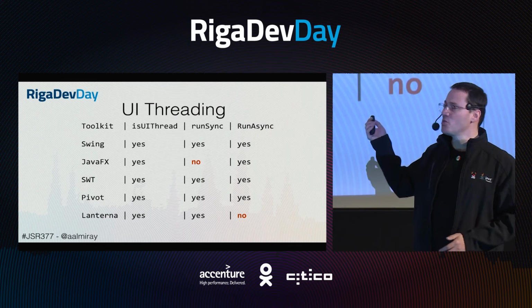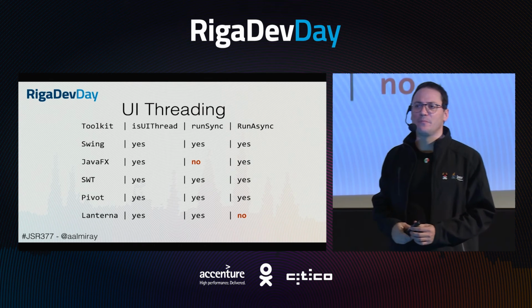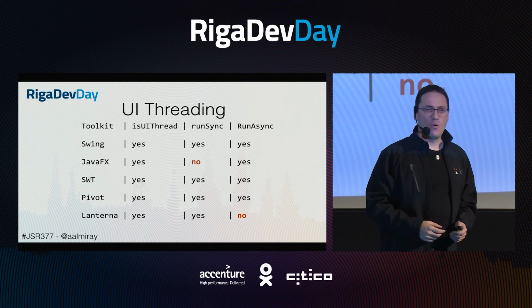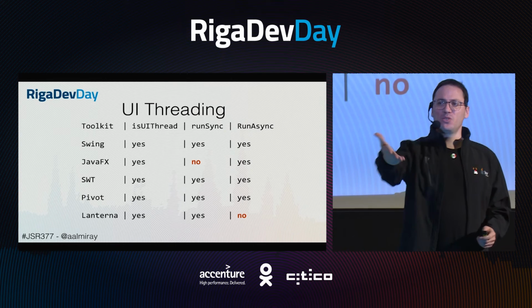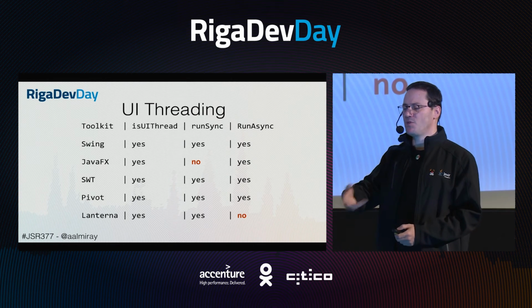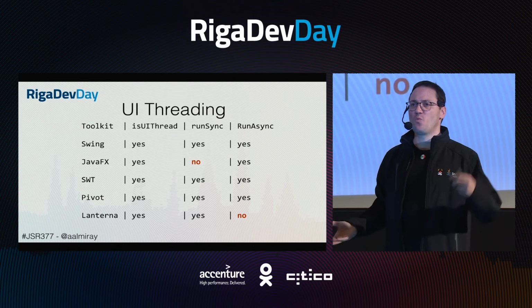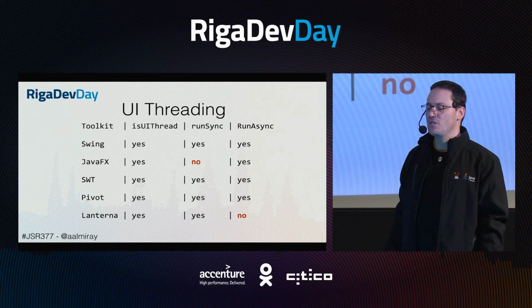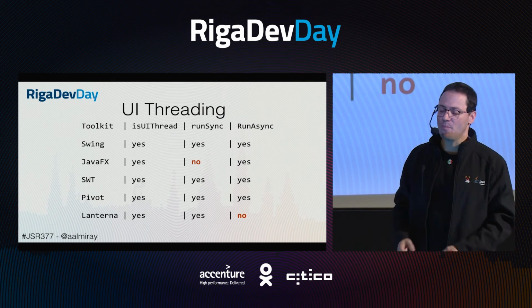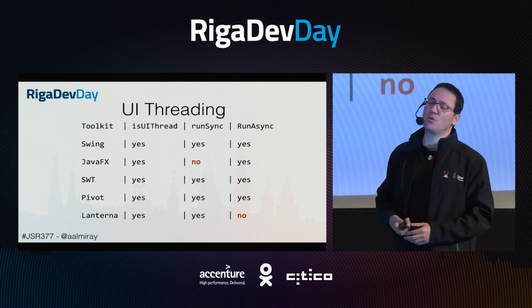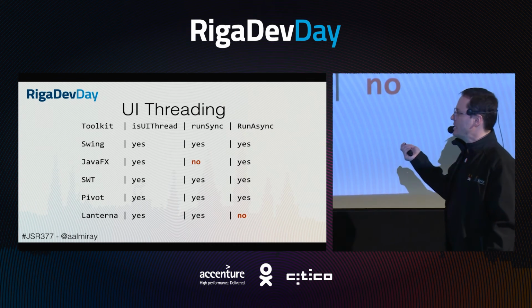And finally, you can also have the run async method or execution, which allows you to simply post an event into the UI thread and return immediately. The caller doesn't need to wait for the other code to finish. It just happens whenever it needs to happen. Pretty much every single UI toolkit supports that except Lanterna.